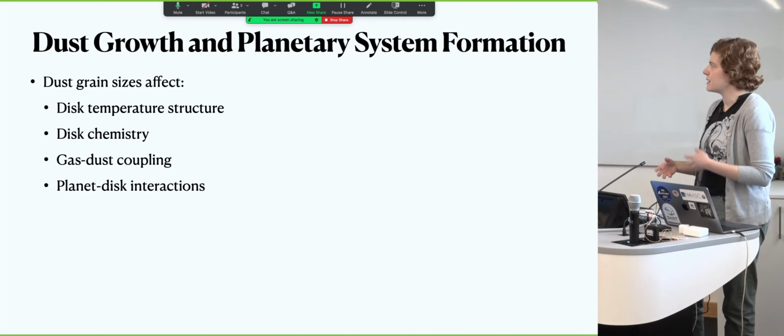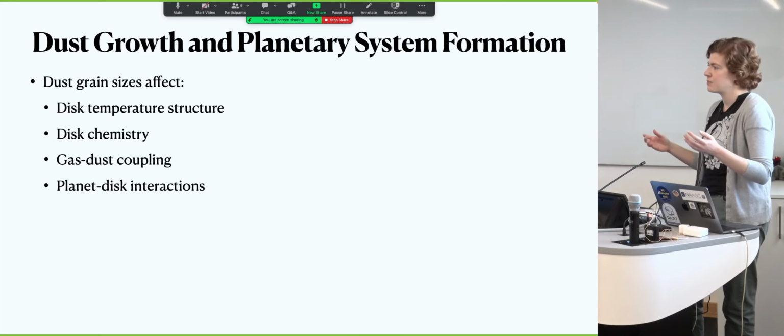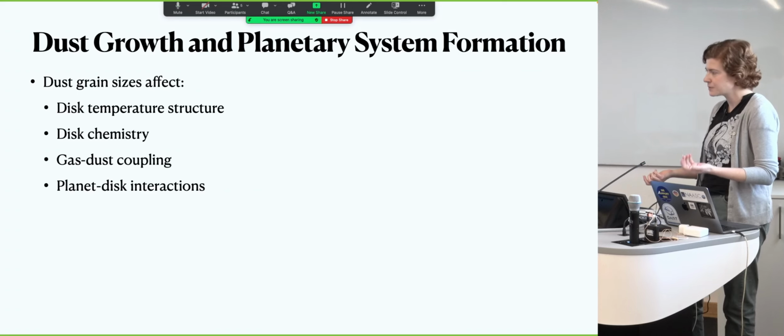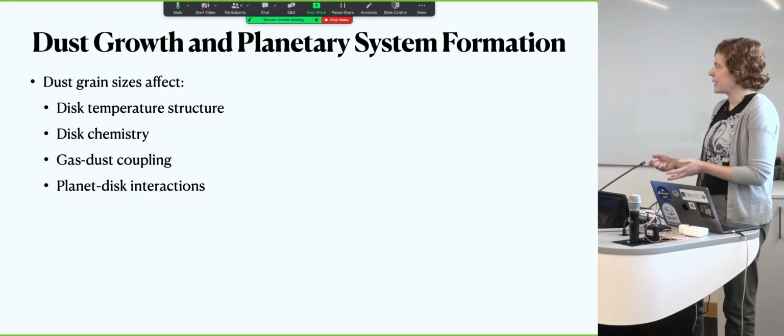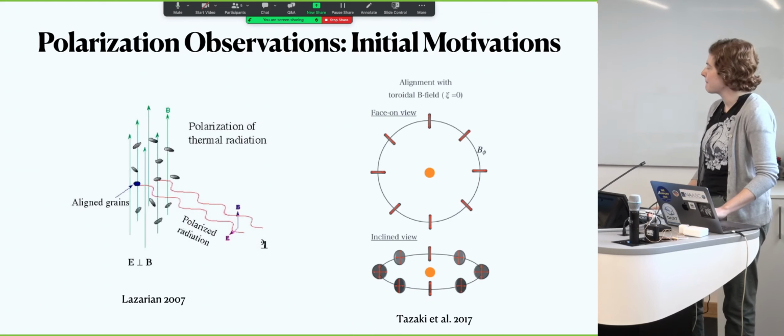For example, the dust grain sizes affect how dust grains are going to be affected by things like pressure maxima created by planets embedded in the disk. Since at this point a sample return mission to a protoplanetary disk isn't exactly practical, we have to learn about this dust by the radiation it emits.